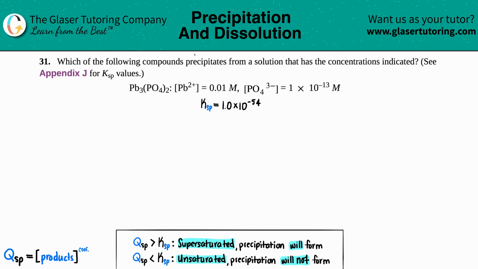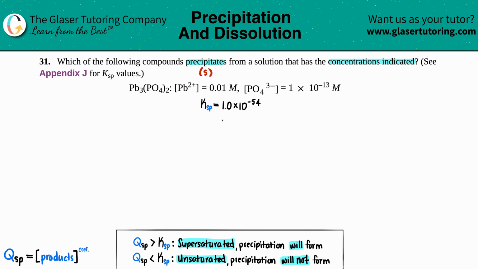31. Which of the following compounds precipitates from a solution that has the concentrations indicated? See Appendix J for the Ksp values. So here I have lead(II) phosphate, Pb3(PO4)2. They told us that the concentration of lead was 0.01 molarity, and the concentration of the phosphate was 1 times 10 to the negative 13th molarity. From these concentrations, we have to figure out: will this solution form a precipitate? Meaning, will there be solid somewhere in the solution that does not dissolve?